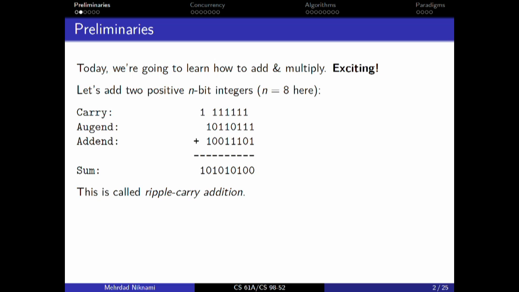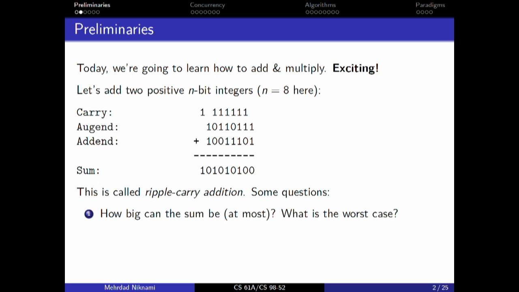The first thing is, this is called ripple carry add, where we add one bit and then pass the carry, and then we add and then pass the carry. There's a couple of questions. First question: how big can the sum be at most? Yeah, n plus 1. It could be n plus 1 bits in the worst case. And how long does the summation take in the worst case?